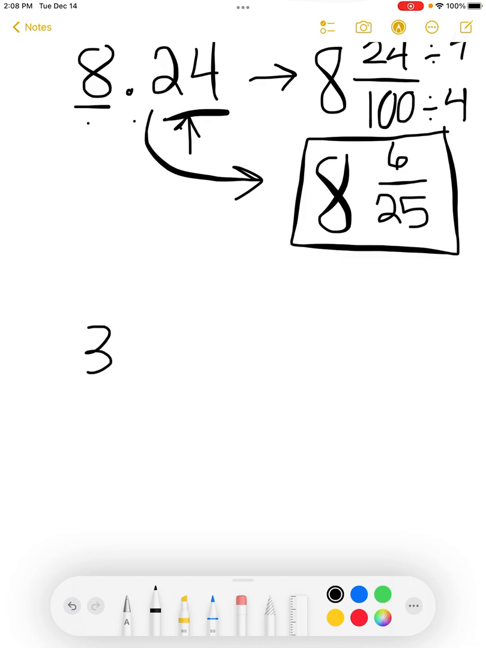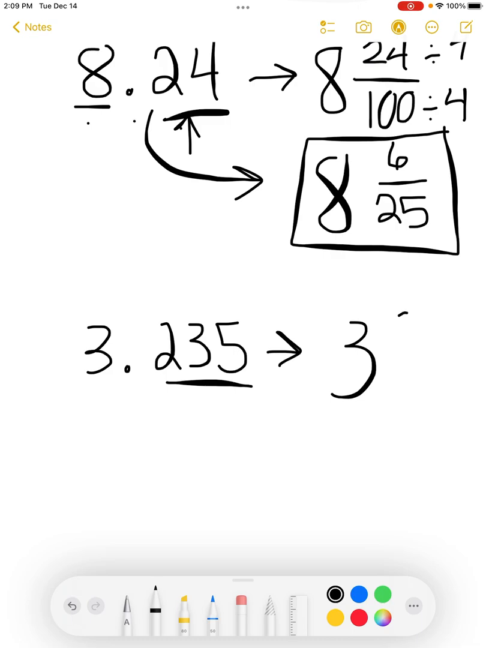Maybe you're feeling confident and could try this one on your own. If you feel that way, pause the video and try it now. 3 and 235 thousandths. Just like with our last two examples, the whole number stays the same. We take our decimal part and place it as the numerator. Think about when I say this decimal properly. 3 and 235 thousandths. What number do you hear for the denominator? 1,000. Whenever we're working with three digits after the decimal, we place that over 1,000.